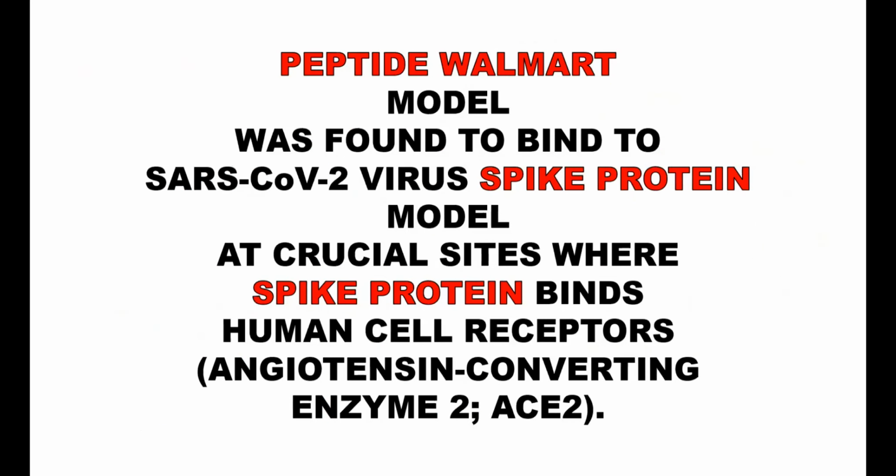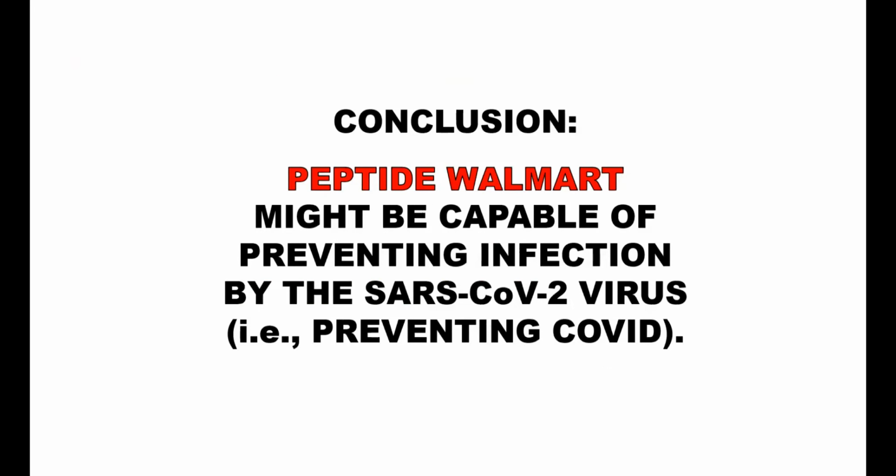Well, the study that involved a so-called docking program was run on the supercomputer at Boston University, and it was found that peptide Walmart, the model of peptide Walmart, did bind to crucial amino acid residues on the SARS-CoV-2 virus spike protein. And therefore, it was concluded that the peptide Walmart might be capable of preventing infection by the SARS-CoV-2 virus.